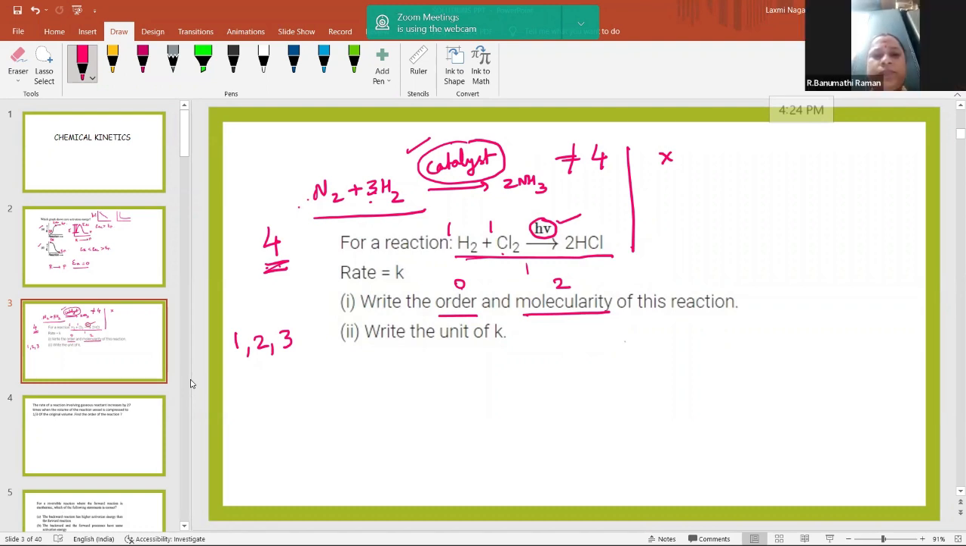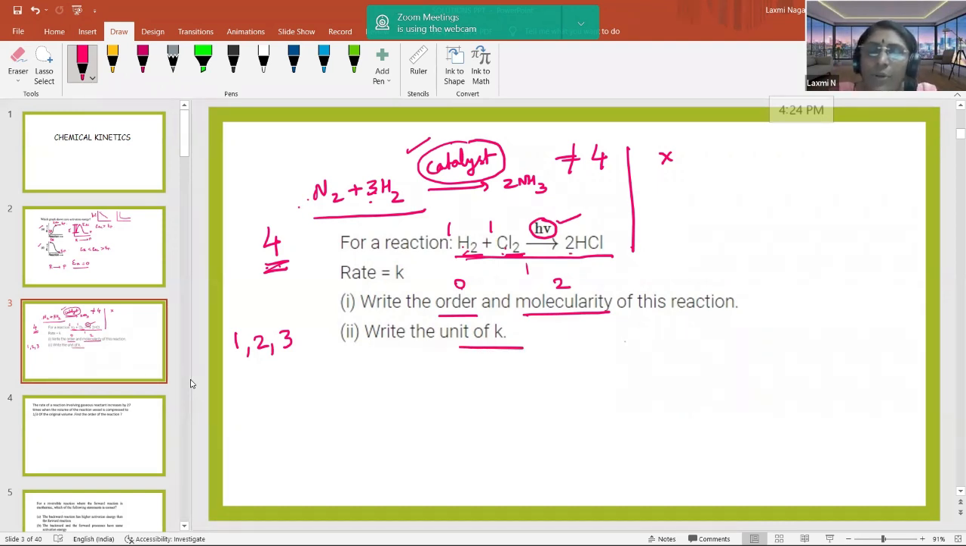But here it looks obvious that at least hydrogen and chlorine should interact to form HCl. So at any point of time, the older bonds in H2 and Cl2 must be broken and newer bonds must be created. So it must be 2. So if we have concluded that it is a zero order reaction, then what should be the unit of K then?